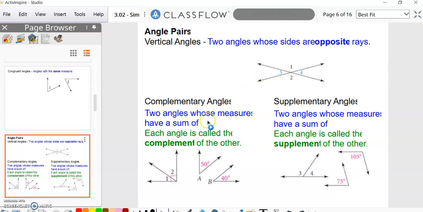Complementary is when we have 2 angle measures that add up to 90 degrees. So angle 1 and angle 2, if you add these up, they are complementary. That's what this right angle says. One angle plus the other will equal 90 degrees. So 50 plus 40 is 90. And supplementary is just like complementary, except they add up to 180 degrees. So 3 and 4 would add up to 180 degrees.